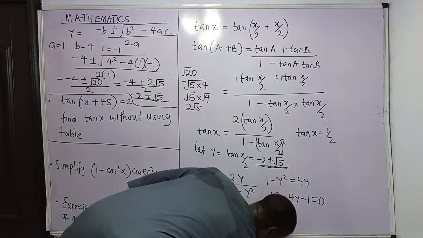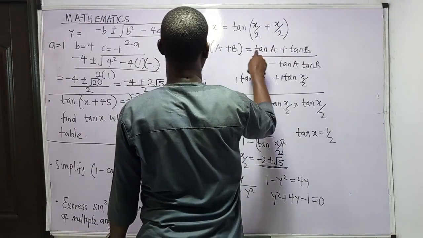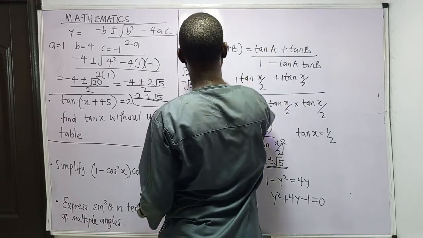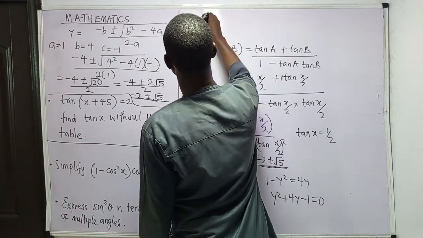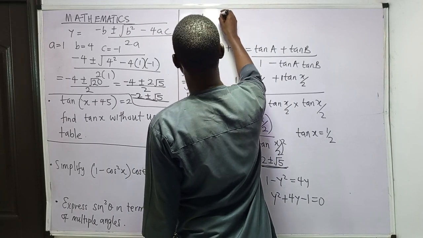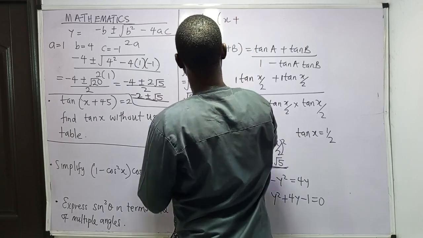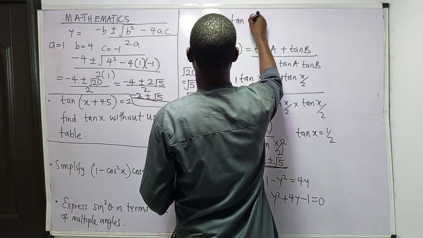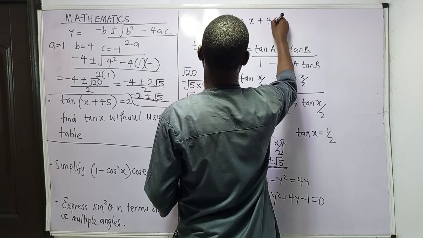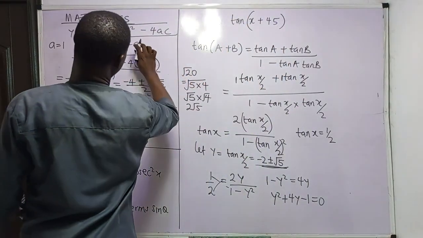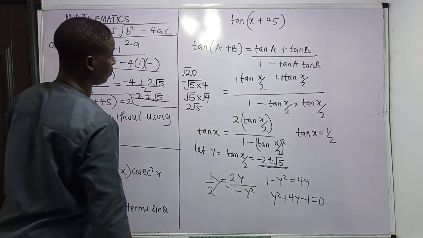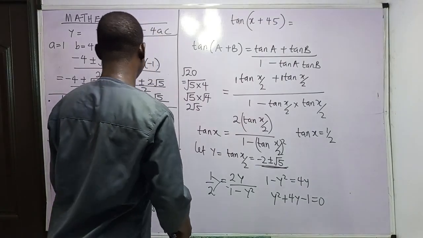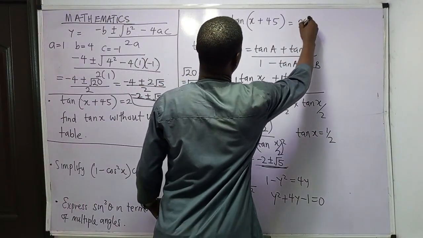So what we want to do now is to simplify it the way we did for this. We'll still use this formula, tan of x plus 45. I have to use my quadratic formula for this last question because the answers are written in surd form. Now, if you check clearly, it says equal to 2.